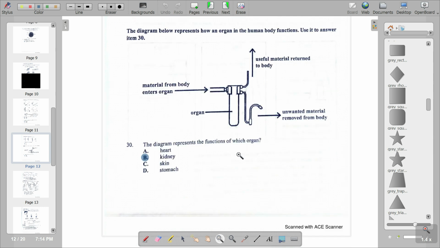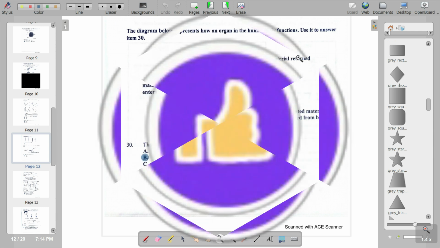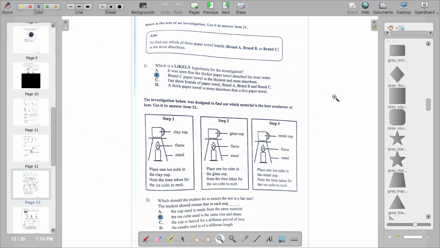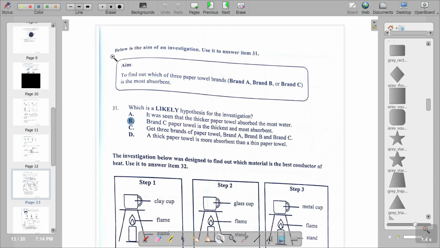Okay, so that definitely sounds like the kidney, which is removing unnecessary stuff, cleans the blood, and allows you to have good blood. So I chose kidney. All right. What would you choose? Let's move on. Let's get this bigger.